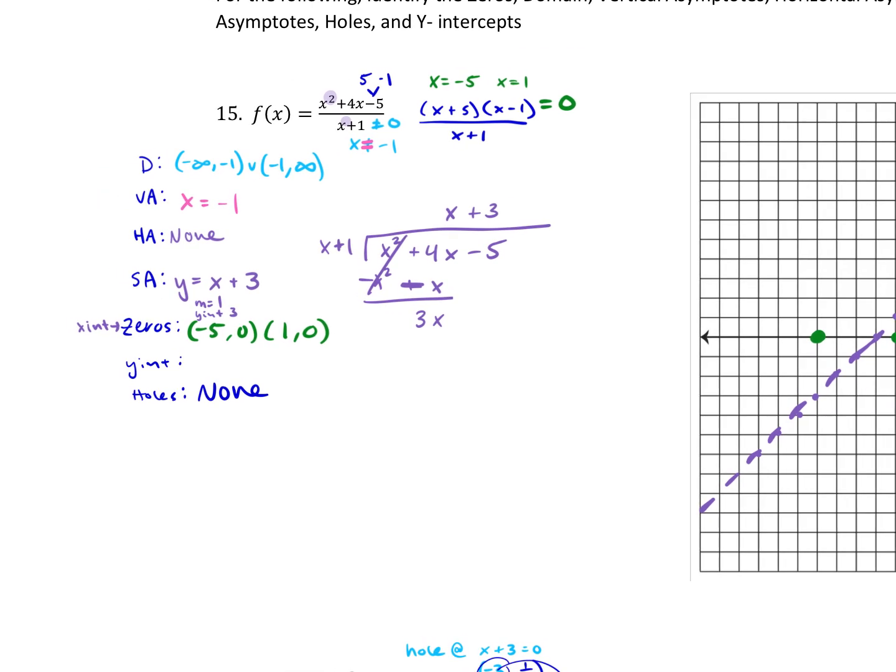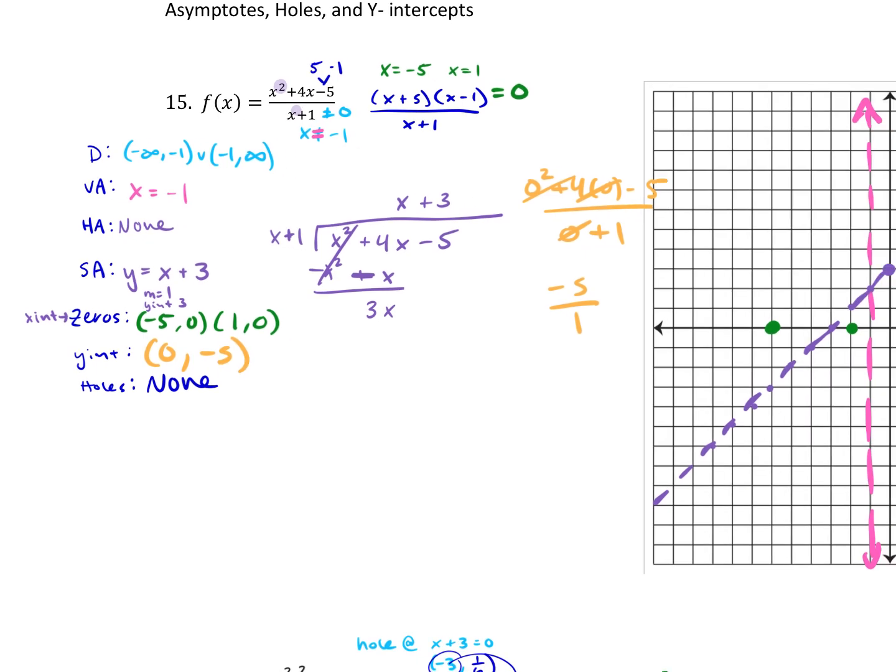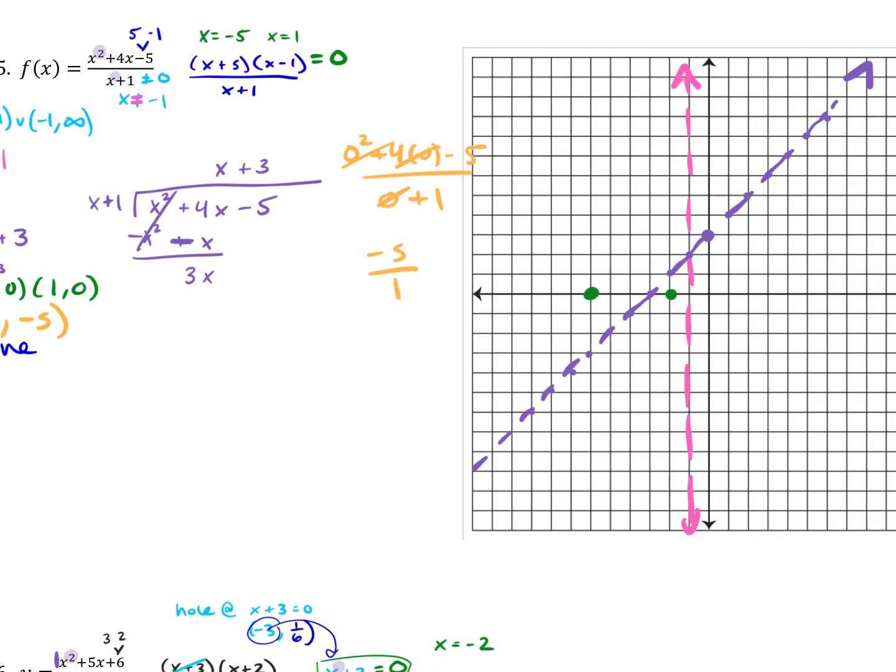Now let's find our y-intercept. What do we do to find the y-intercept? Plug in 0 for x. So we have 0 squared plus 4 times 0 minus 5 over 0 plus 1. So -5 over 1. How would I write my y-intercept? 0, -5. Awesome. So I'm going to stay at 0 and go down 5.